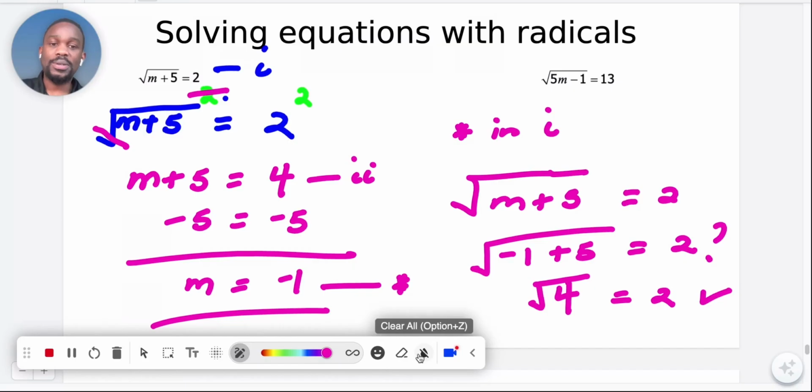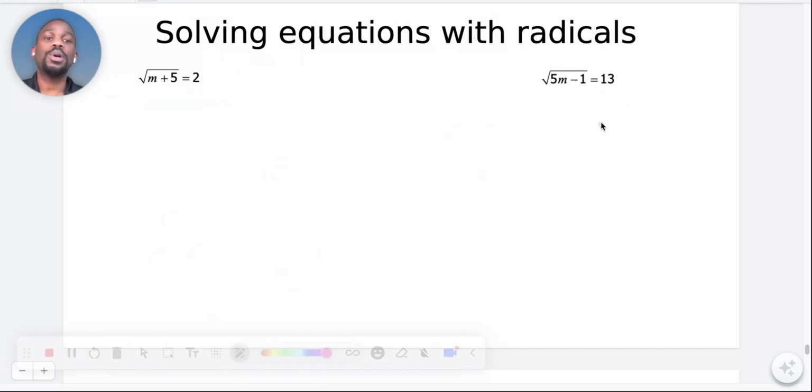All right, so let's look at example 2. Again, if you look at example 2, the radical is already isolated for us. There is no coefficient. There is nothing else we need to do. So step 1 is already done. So let's move right ahead to step 2. Square both sides of the equation.